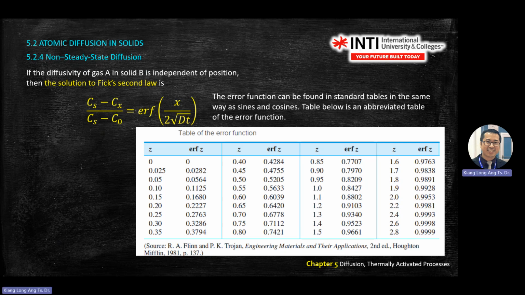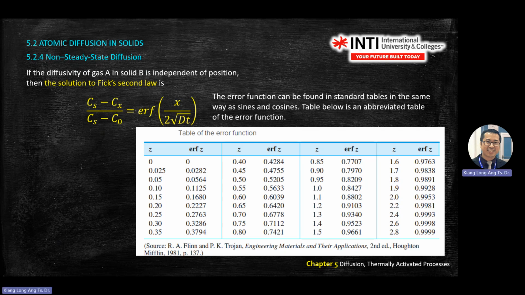Okay? Or the question is flipped. It gives you time, it gives you D, it gives you the distance x. So you have time, you have distance x, you have this value. You have the z value, not the ERF value. So when you have the z value, you refer to the z value.